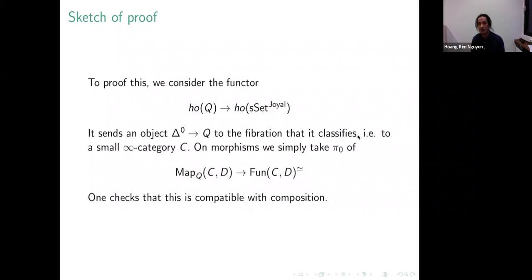So we get a map of morphisms, and then you have to do a little bit of work to show that all of this is compatible with composition. The way that you do this is basically how you would split a Grothendieck fibration. So you find a replacement where it's actually strict up to equivalence. So that's why we get a functor on homotopy categories.